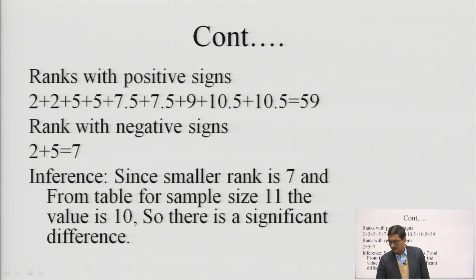So the sum of ranks with positive sign is 59 and the sum of ranks with negative sign is 7, and the inference is: since the smaller rank sum is 7, and from the standard table for sample size 11, as the sample size of our example is 11, the value is 10, but our smaller rank sum 7 is smaller than 10. So we reject the null hypothesis. There is a significant difference.